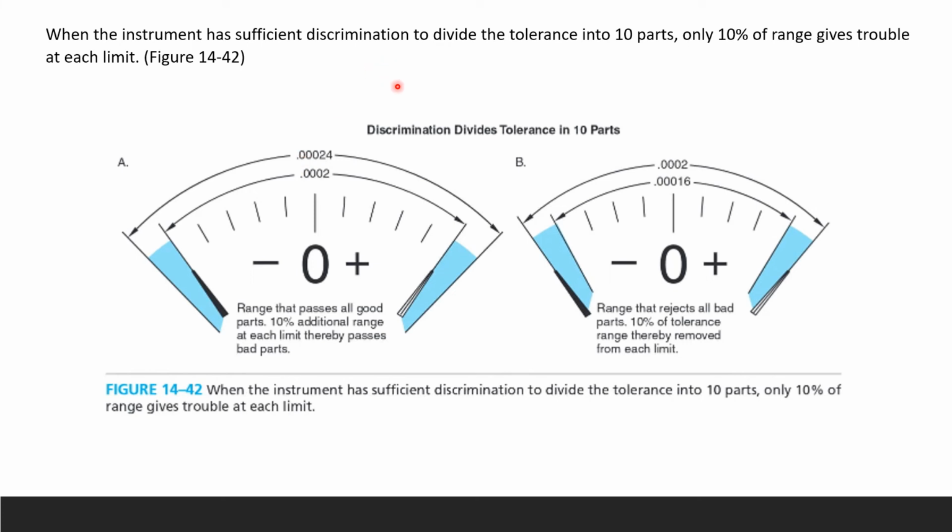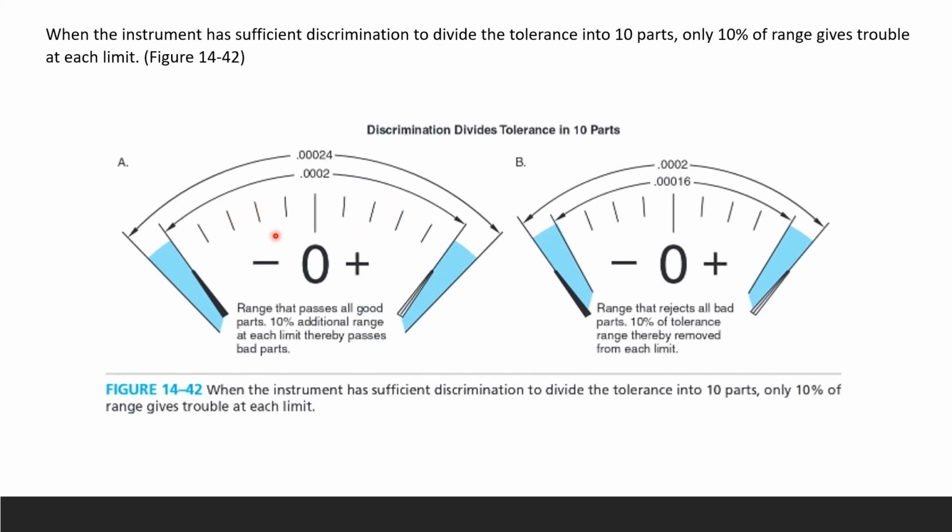When the instrument has sufficient discrimination to divide the tolerance into 10 parts, only 10% of the range gives trouble at each limit. Only 10% is going to give you issues. So we divide into 10 parts, and only 10% of that range is going to give you trouble. Here, 1, 2, 3, 4, 5, 6, 7, 8, and we're getting rid of 2 parts out of 10. Here also 1, 2, 3, 4, 5, 6, 7, 8, 9, 10. So that's the entire 10.